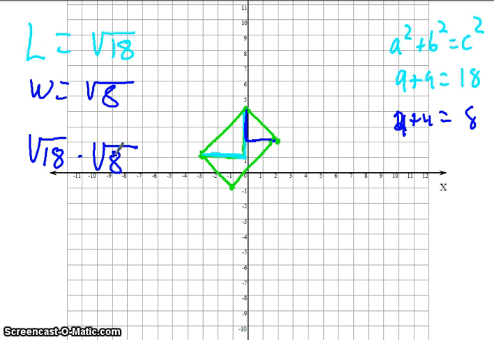Let's do something really easy. What's 18 times 8? Someone figure it out for me. 144. All right, so now I have the square root of 144. Because we did square root of 18 times square root of 8. And the square root of 144 is 12, correct? Boom. Done. We got the area of this is 12 square units. Okay, that's one way to do this.